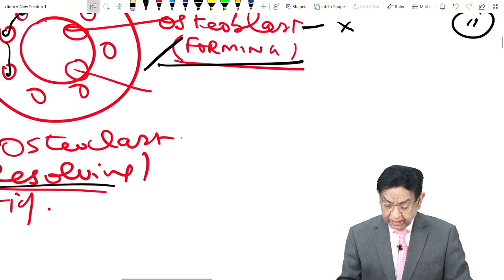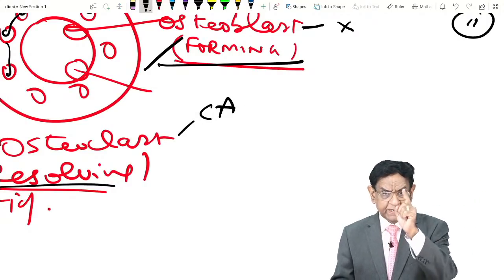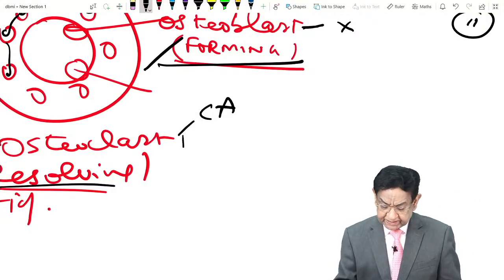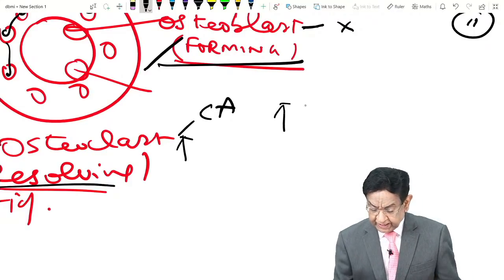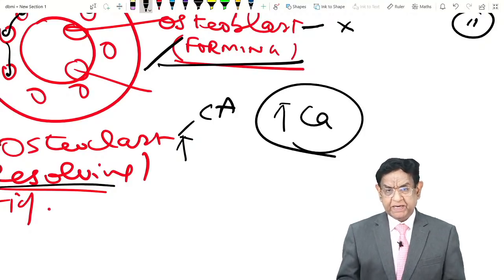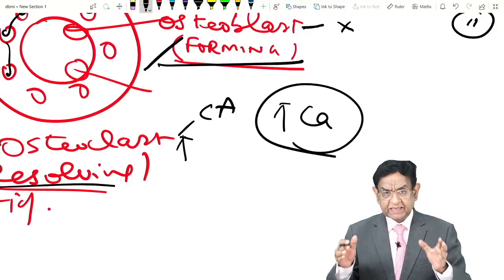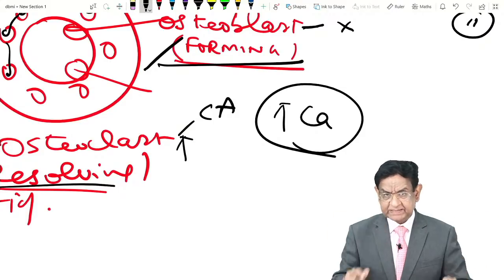Now, the osteoclast, the clinically applied one, is the one which causes resorption of bone. In multiple myeloma, there is increased activity of osteoclast. And that is the reason why hypercalcemia occurs. As I told you, in multiple myeloma, hypercalcemia occurs.